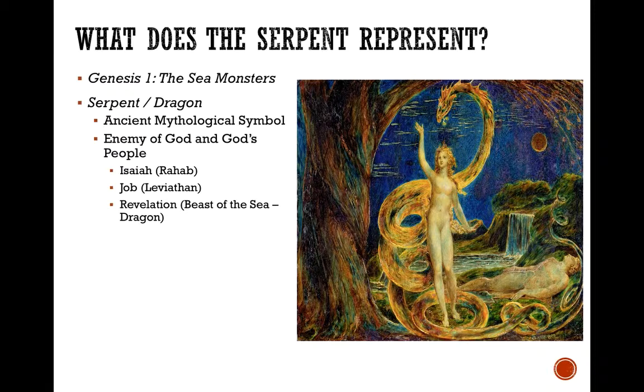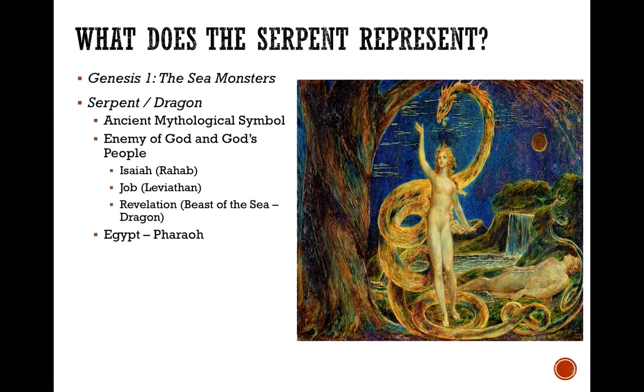We see it again in the book of Revelation, where the beast of the sea and the dragon are the enemies of God's people. And again, Revelation needs to be read very symbolically. It's the type of writing that it is. So here in Genesis 3, we see the presence of this kind of serpent that symbolizes the enemy of God and the enemy of God's people.